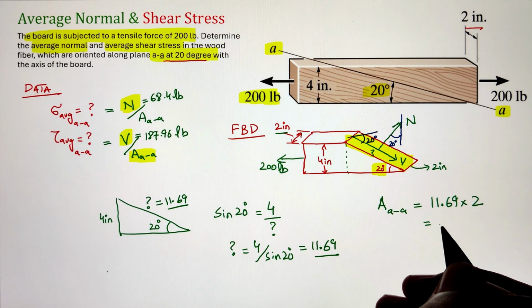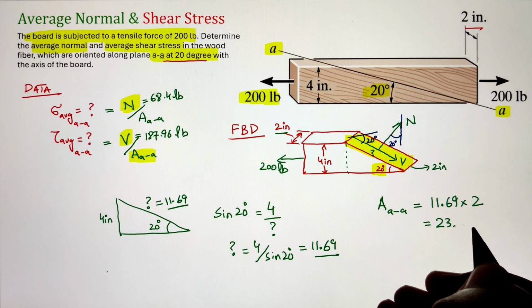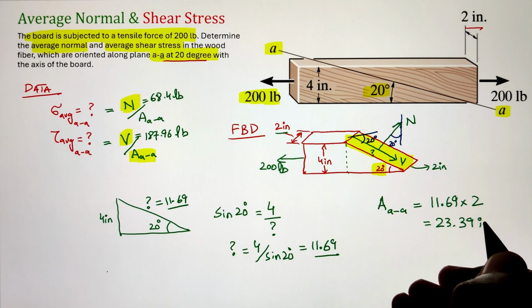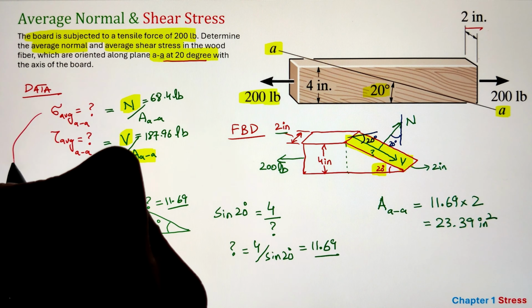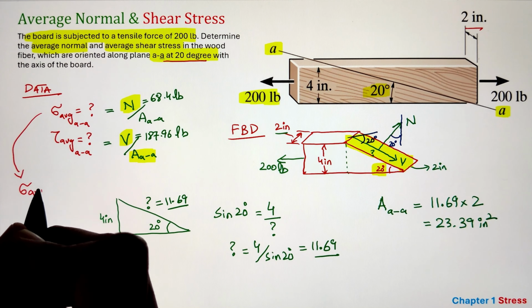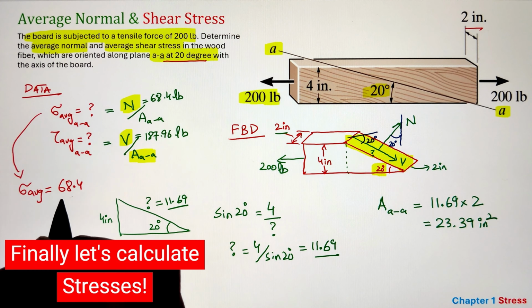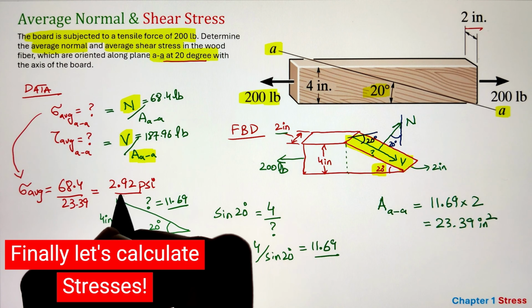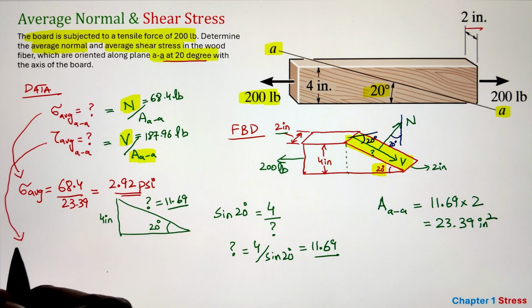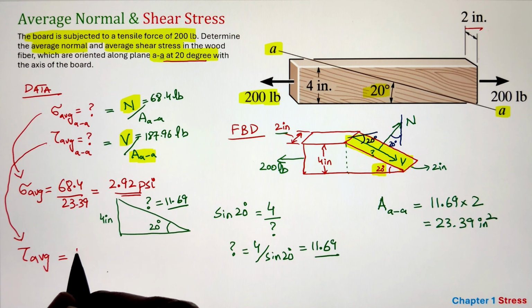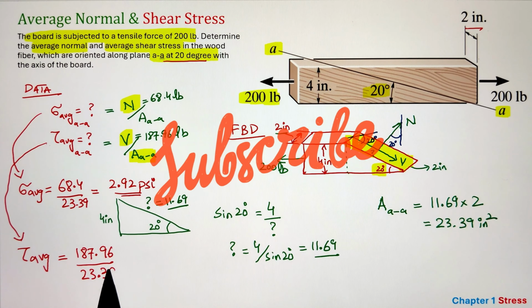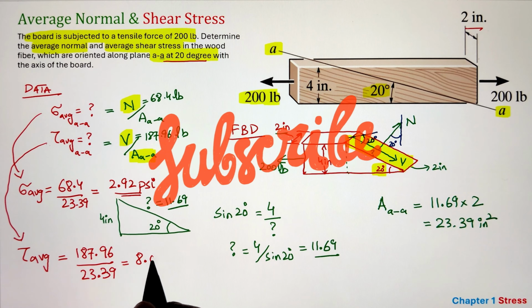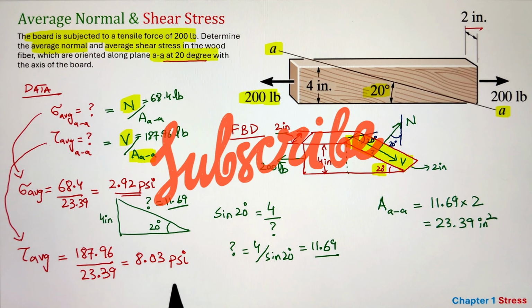Now, once we have the area and the forces, the final step is to plug it in the formula for the stresses. So the average normal stress equals 68.4 divided by 23.39. That is coming as 2.92 psi, whereas for the average shear stress, it equals 187.96, that was the shear force, divided by the cross-sectional area of 23.39. Our final value is 8.03 psi.